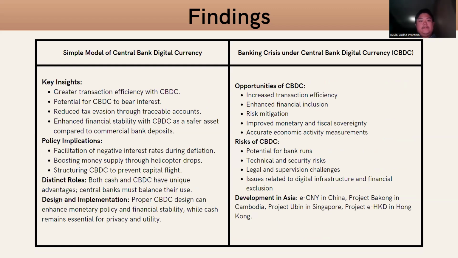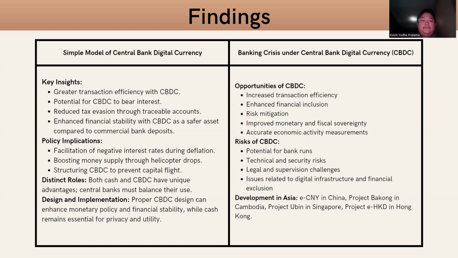We will now talk about the simple model of central bank digital currency, where the key insights include greater transaction efficiency with CBDCs, potential for CBDCs to bear interest, reduced tax evasion through traceable accounts, and enhanced financial stability with CBDC, as it is a safer asset compared to commercial bank deposits. The policy implications of these findings are facilitation of negative interest rates during inflation, boosting money supply through helicopter drops, and structuring CBDCs to prevent capital flight.